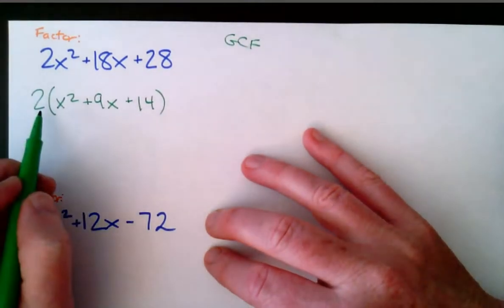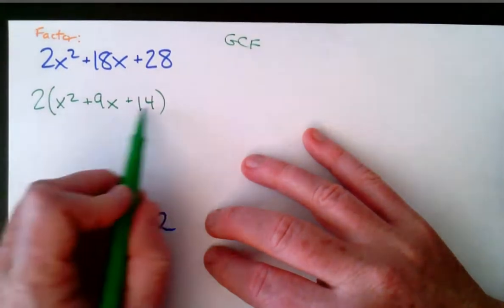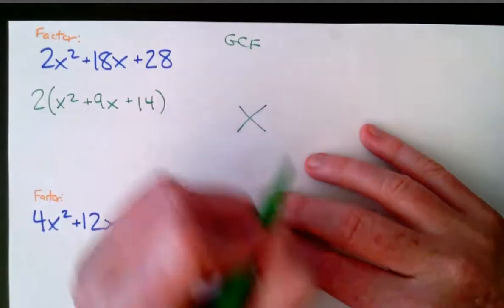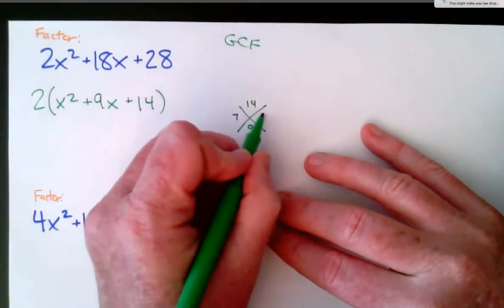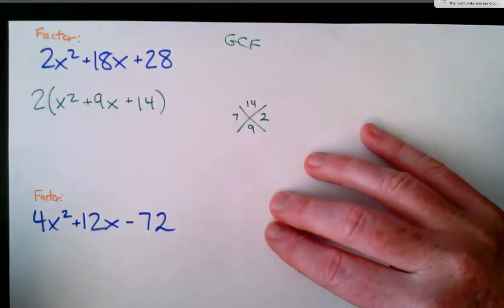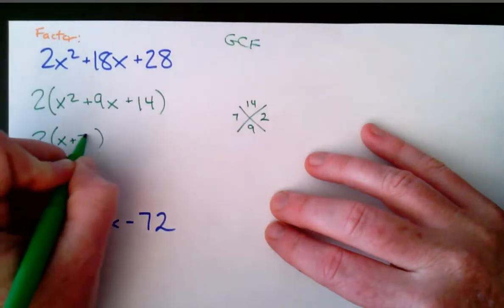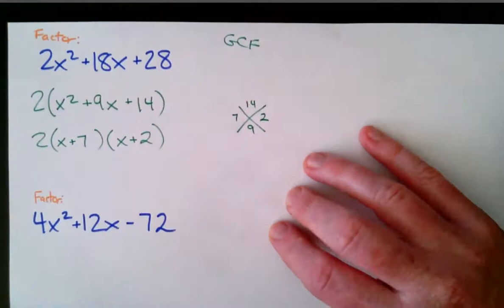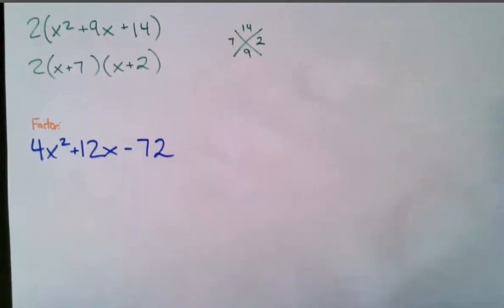Okay. Do you see how I did that? I just divided out the 2. Now I can factor this like I had been, right? When I multiply them, I get 14. When I add them, I get 9. So it must be 7 and 2. So I have 2, x plus 7, x plus 2. That is fully factored.